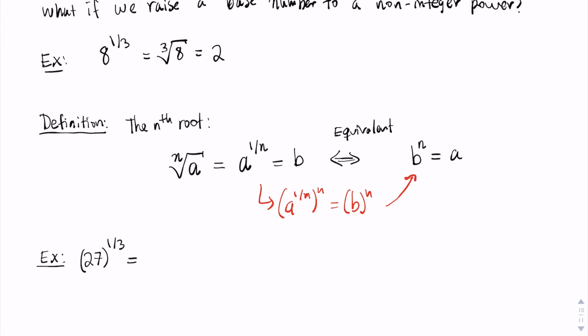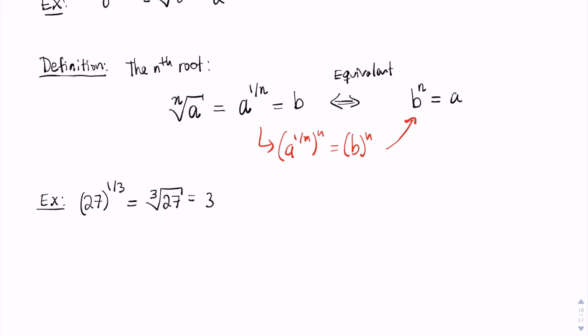So this is nothing more than the cube root of 27, and this will give you 3. And now, what will you get if you do negative 27 to the 1/3? This is nothing more than the cube root of negative 27. Can you take the cube root of negative 27? Yes. It's an integer, a real number. It's just negative 3.